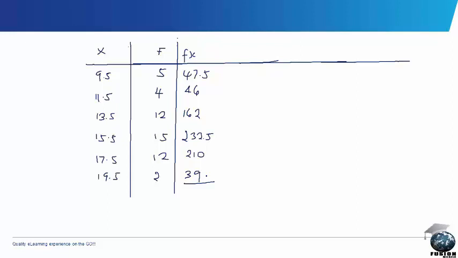We have 47.5 plus 46 plus 162 plus 232.5 plus 232.5 plus 210 and plus 39. When we add them together, we'll have 737. And then we sum the frequencies: 5 plus 4 plus 12 plus 12 plus 15 plus 12 again, plus 2. And so we have that the total number of frequencies is equal to 87.